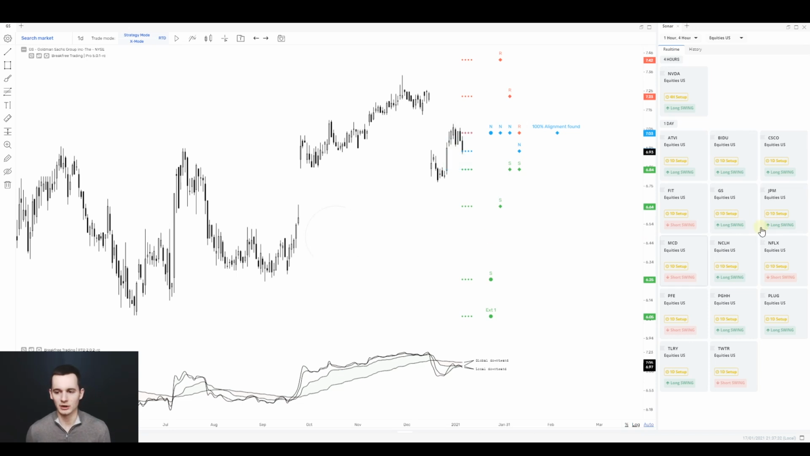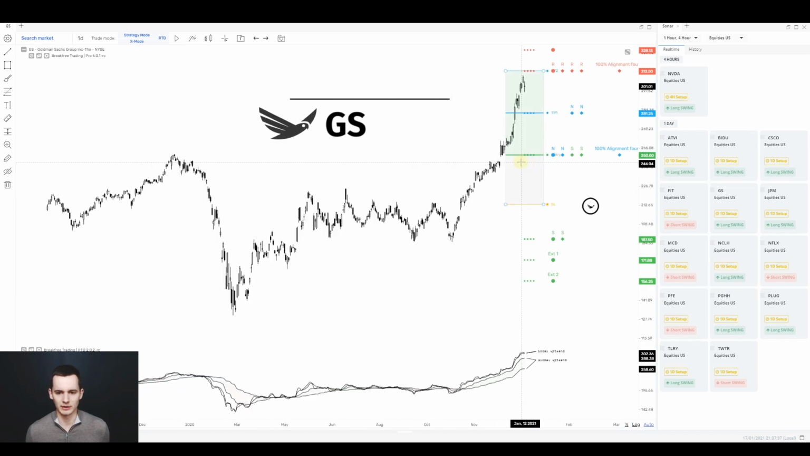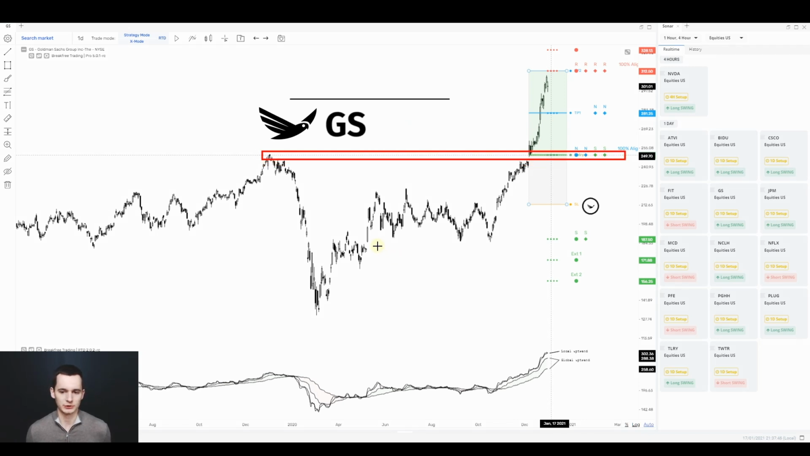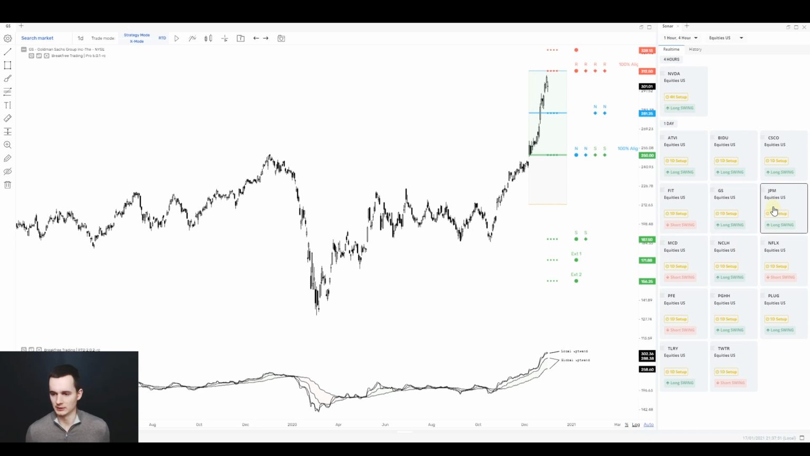Next up, we got GS. So Goldman Sachs. This is a long trade setup on this support here. So it's a really nice support. We broke the previous high here. Now we're just looking for the pullback and retest of that level. So this one looks fine. Goldman Sachs is good to buy.